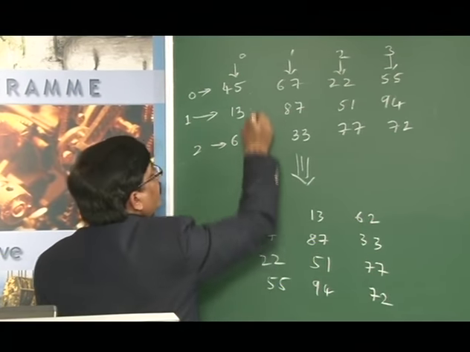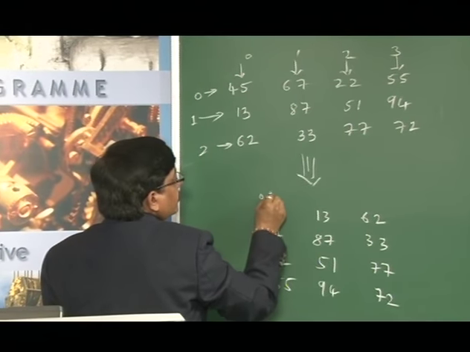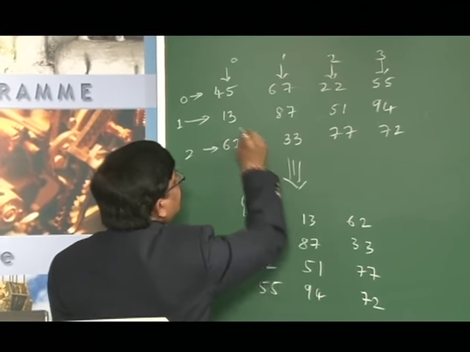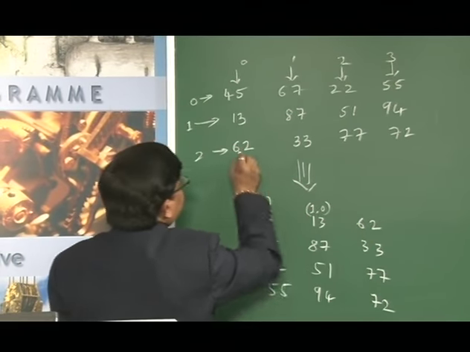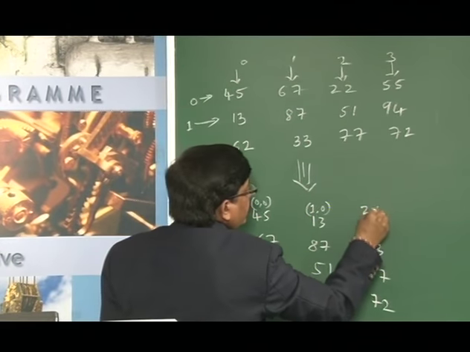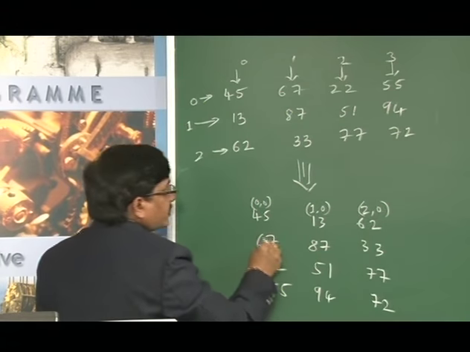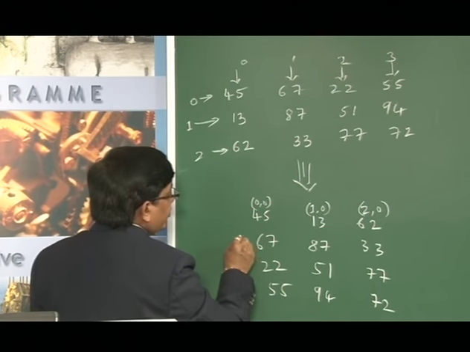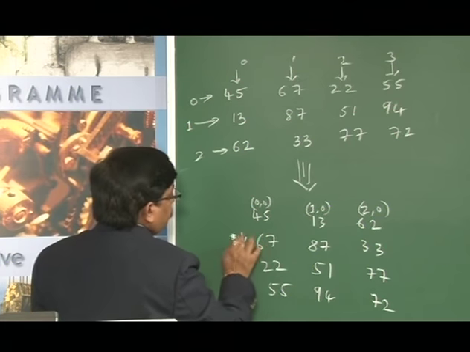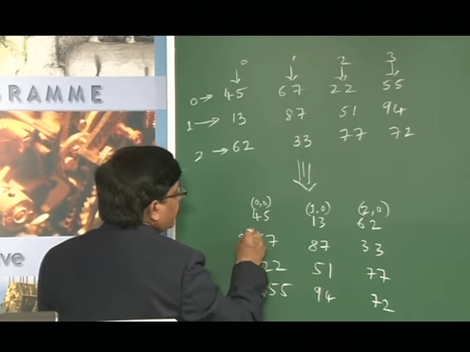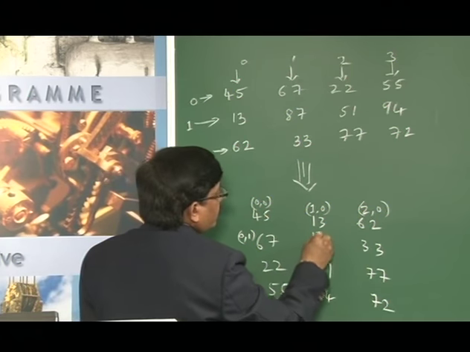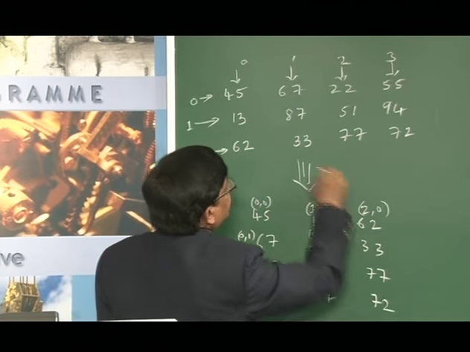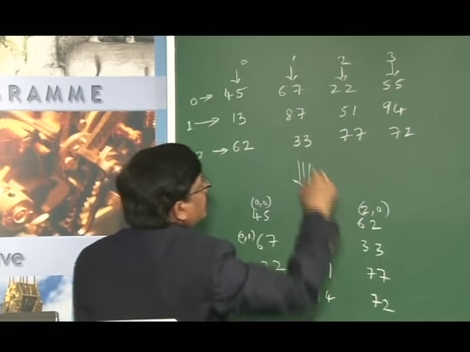What is the index of 45 here? It is the 0th row, 0th column. And what is the index of 13? It is first row and the 0th column. The index of 62 is second row and the 0th column, right? Similarly, the index of 67 is 0th row, first column, the index of 87 is first row, first column, and the index of 33 is the second row and the first column.